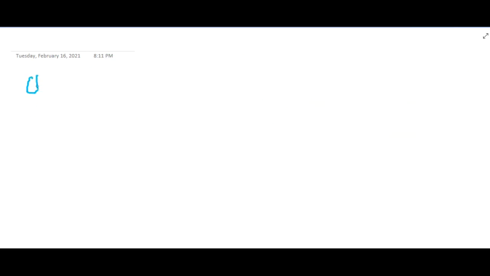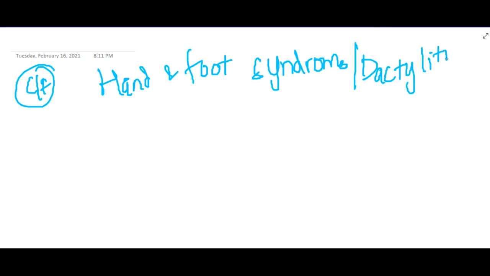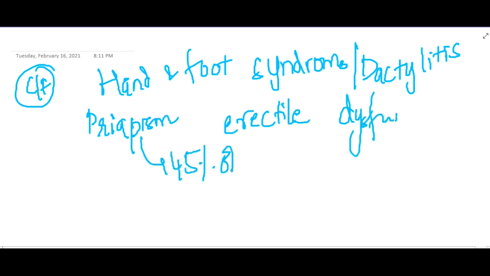So the clinical features, if you see, if those sickled red blood cells occlude the hands and foot, it can cause hand and foot syndrome with pain in the fingers, which is called dactylitis of bones of hands and foot. And when these sickle cells obstruct the penile veins, it can cause priapism and it can also cause erectile dysfunction. This priapism is seen in almost 45% of affected males.